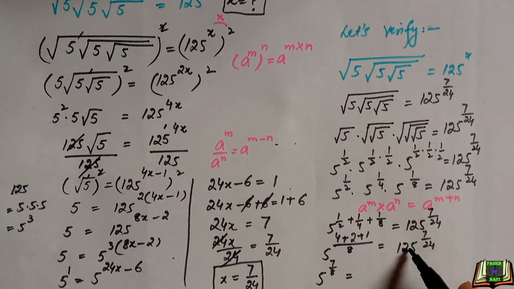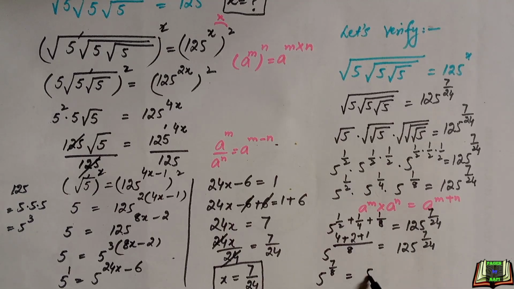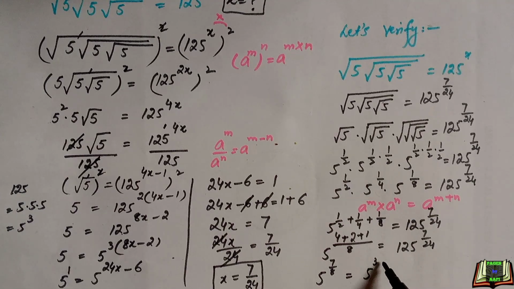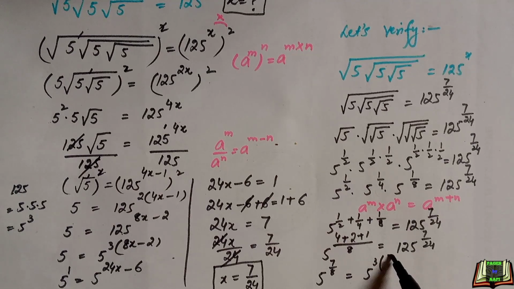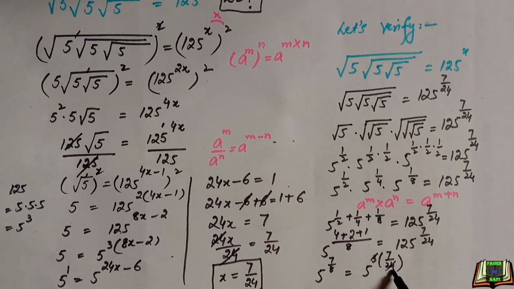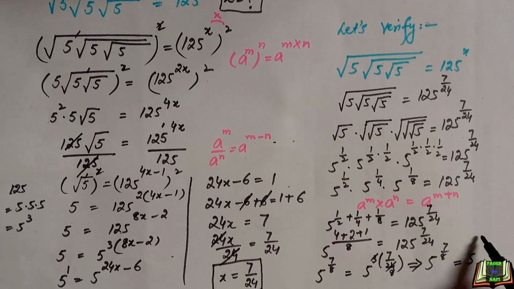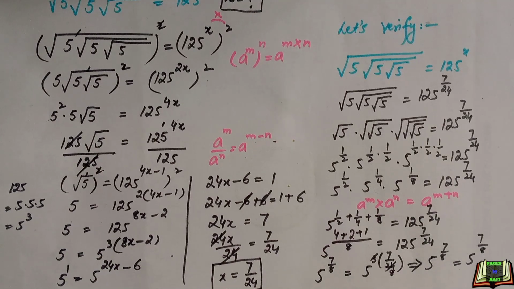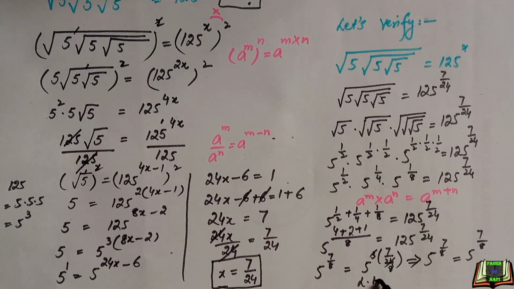We can write 125 as 5 raised to the power 3 times 7 over 24. Now this can be cancelled out. 3 1 time is 3 and 3 8 times is 24. Now we can see that 5 raised to power 7 over 8 is equal to 5 raised to power 7 over 8. It means left hand side is equal to right hand side.